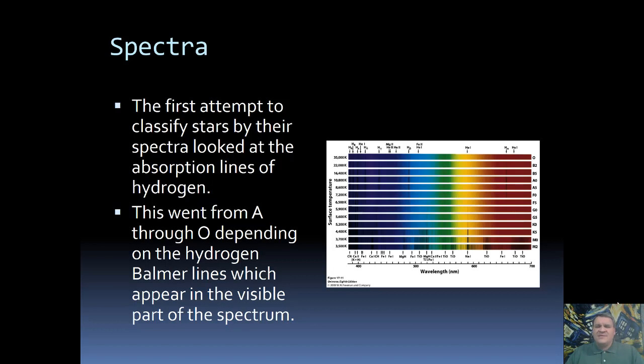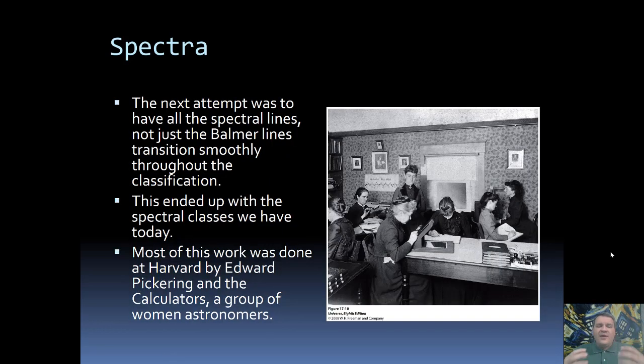Some astronomers noticed that it worked well for the hydrogen absorption lines, but not for other lines. Notice we do have hydrogen here and over here, these hydrogen absorption lines, but we also get other things like magnesium and helium. It worked well for the hydrogen, but it didn't really work well for the other absorption lines. So a group at Harvard, headed by Edward Pickering, decided to recategorize.